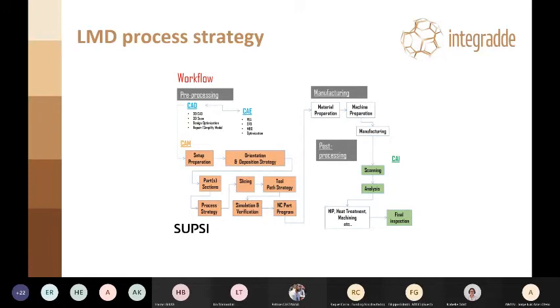Regarding the process strategy, you can see here the workflow that was already mentioned in the previous presentations. You have a previous optimization by design using simulations or modeling. Based on that, you can get the final design of the part, and then translate it to the machine language, and to produce the part in a robot or in a CNC machine.